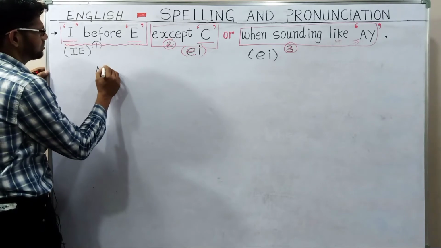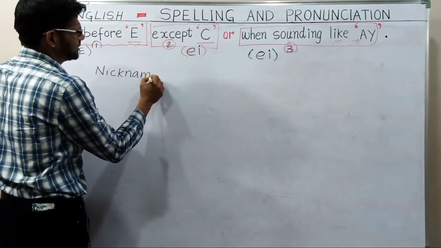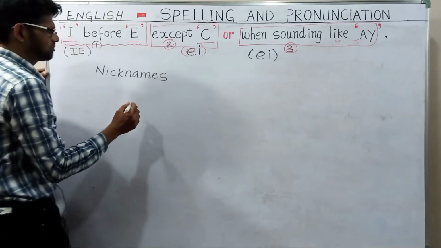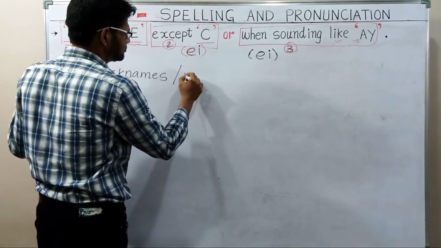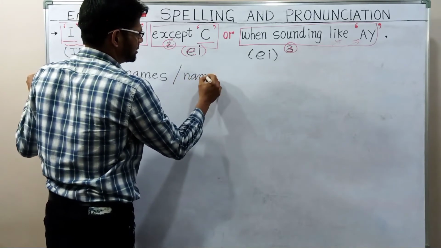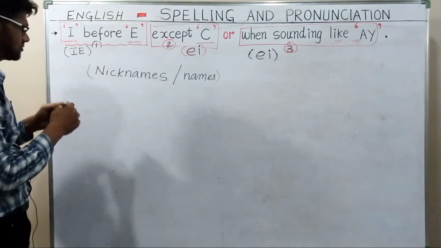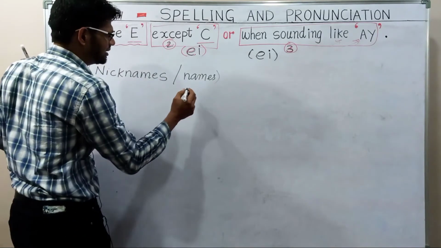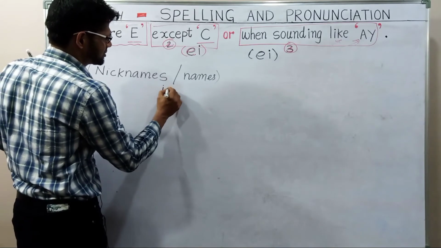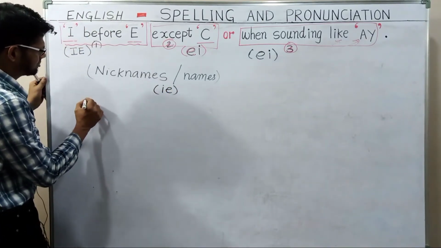Nicknames and names of people. Nicknames are names in which we use I and E at the end. This is one more rule. So we can learn so many names here.